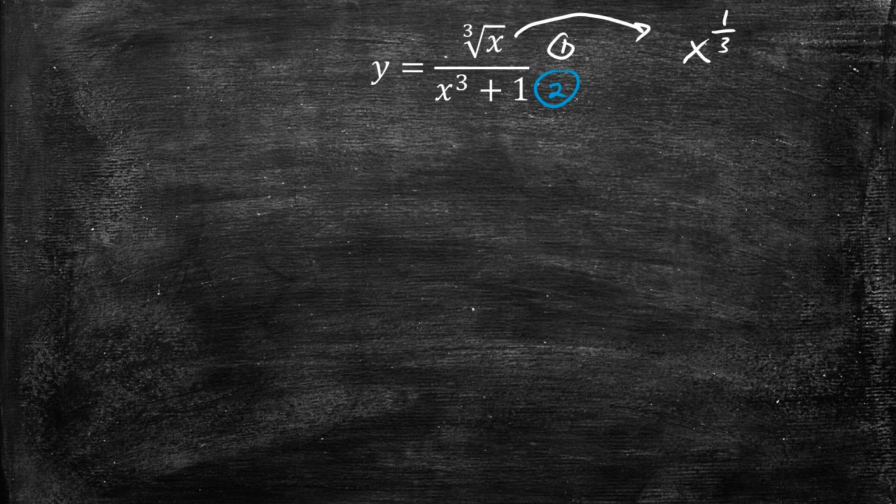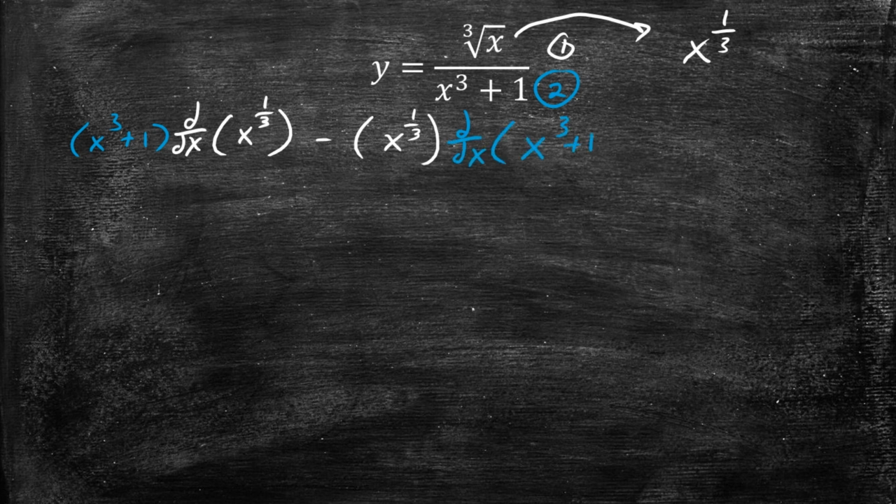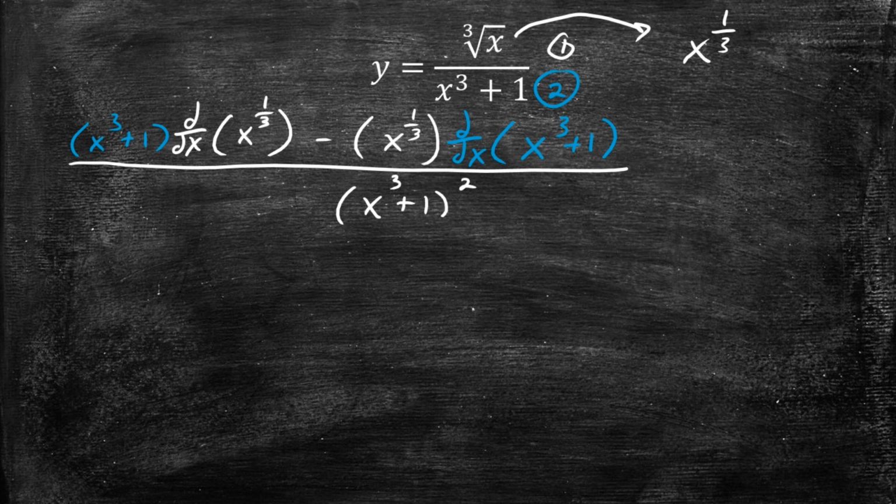So equation number 2 stays the same, x cubed plus 1. Then we take the derivative of equation number 1, and that is going to be subtracted by equation number 1 times the derivative of equation number 2, all divided by the denominator, equation number 2 squared, just like that. All right, so let's go ahead and simplify this.